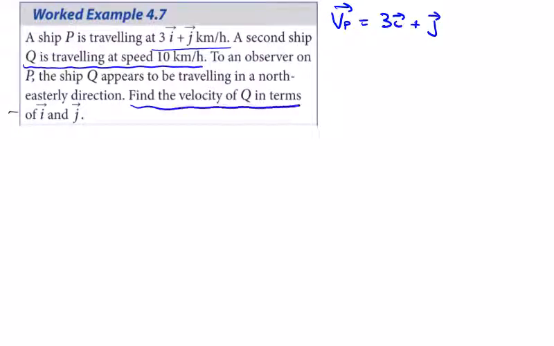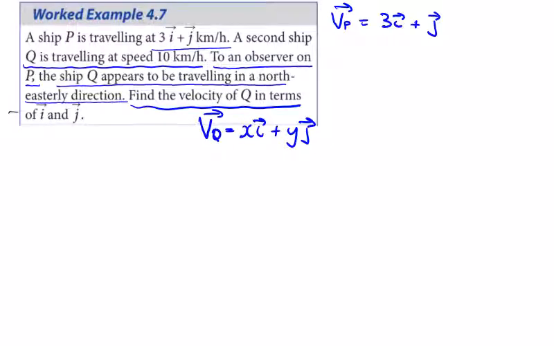The second ship Q is traveling at 10 kilometers an hour. We're asked to find the velocity of Q, so we'll call that xi plus yj. The other information we're given is that to an observer on P, Q appears to be traveling in a northeasterly direction, so the velocity of Q relative to P is northeasterly, which we'll come back to in a minute. We also want the velocity of Q relative to P in terms of x and numbers.